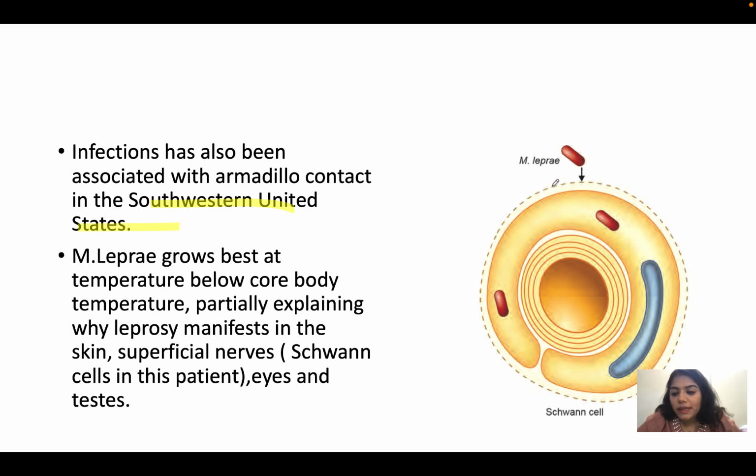So M. leprae basically infects the Schwann cells. This is the first site which it involves. So it involves the nerves, and within the nerves it has predilection for involving the Schwann cells. It grows best at temperature below core body temperature. Partially this explains why it manifests in the skin and in the nerves, and then the other two sites where you can see it are eyes and testes.